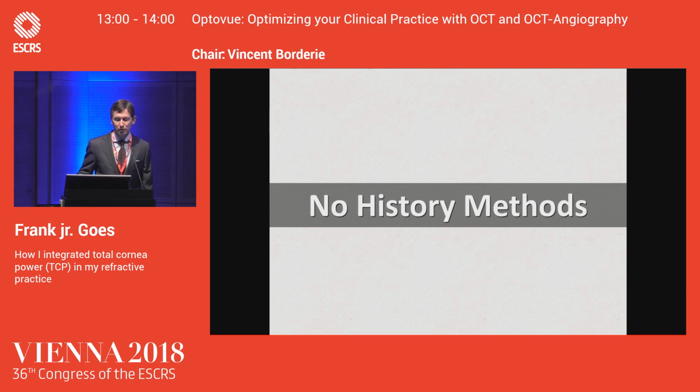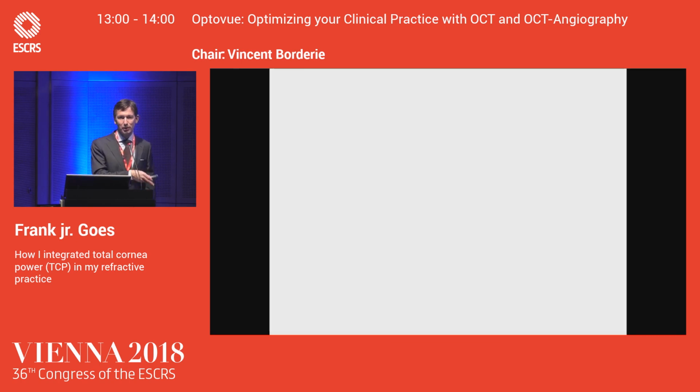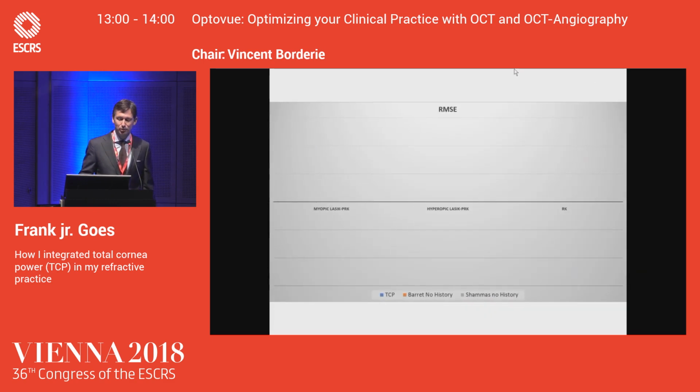So first of all, for the no-history methods, we compared the OCT method with the methods that don't take the clinical history into account. First of all, in the myopic LASIK group, the root mean square error gave a slightly myopic error for the OCT method, but for the Barrett True-K no-history method and for the Shammas no-history method, the error was higher in our small group. I must admit that the group is quite small, so we didn't do any statistics, and in the future we will have bigger groups. But it was quite interesting for us that the OCT method in our hands for these patients was better.